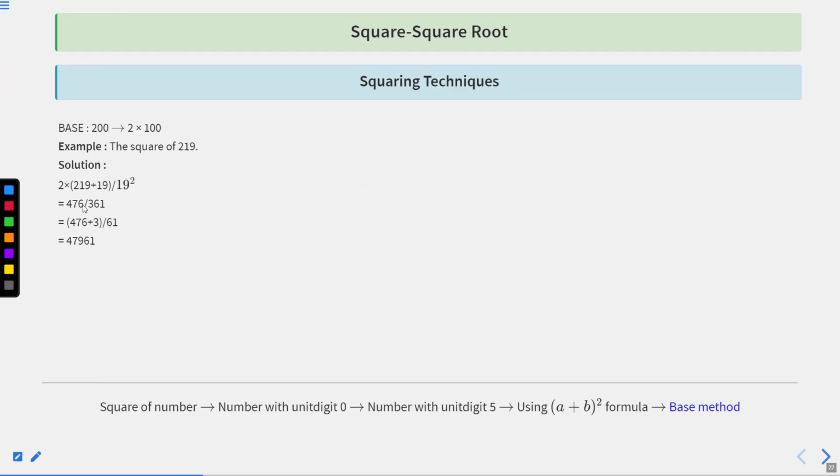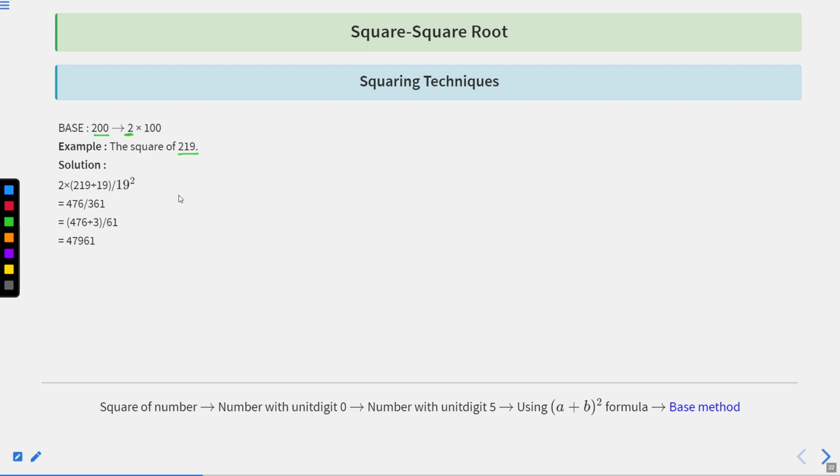Now, what if the base is 200? So how will we find the square of a number if it is close to 200? This time we are going to multiply it by 2. So we are going to use the same method that we used for base 50. This time we are going to multiply by 2, because in 50 we used 1 upon 2, and this time we are going to use 2. So for example, we want to find the square of 219.